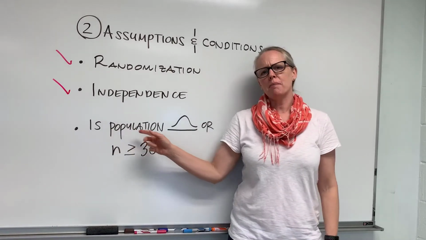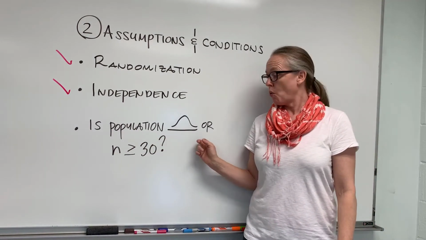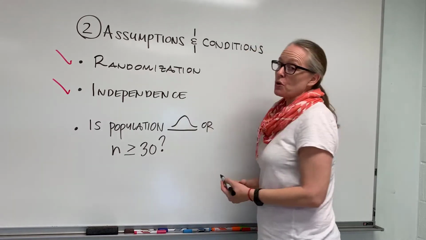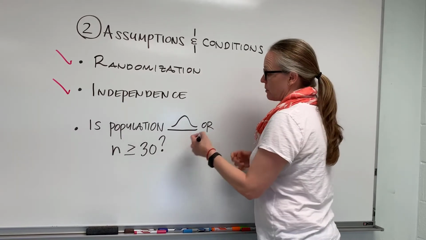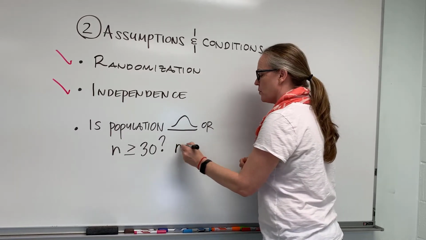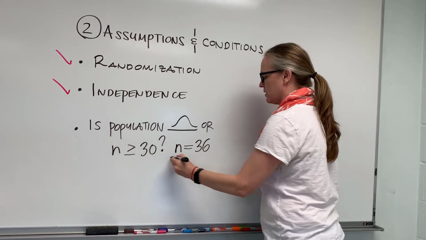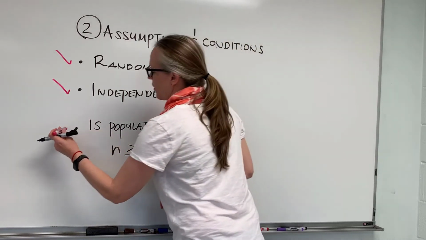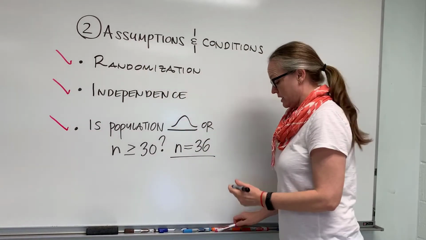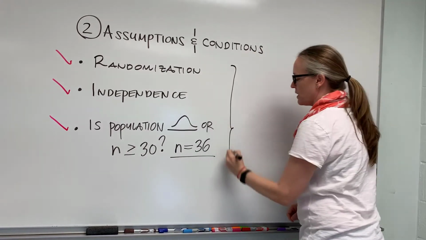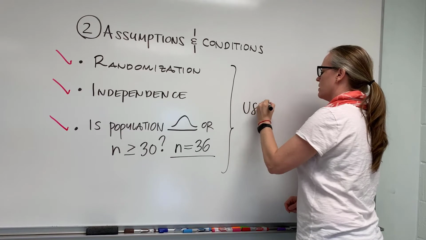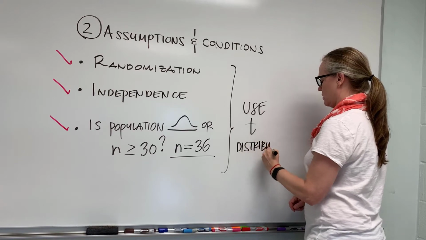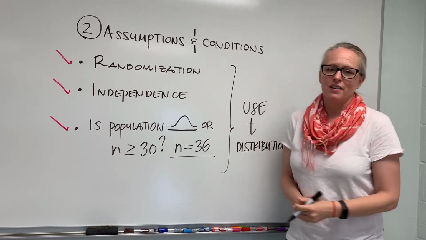Finally, is our population data stated to be normally distributed, or do we have at least 30 in our sample? In this case, we weren't told about the population data or the population distribution, but we do know that we had 36 students that they used in their research. So thus, our third condition checks out. This essentially tells us that we can use the t distribution to solve this problem.